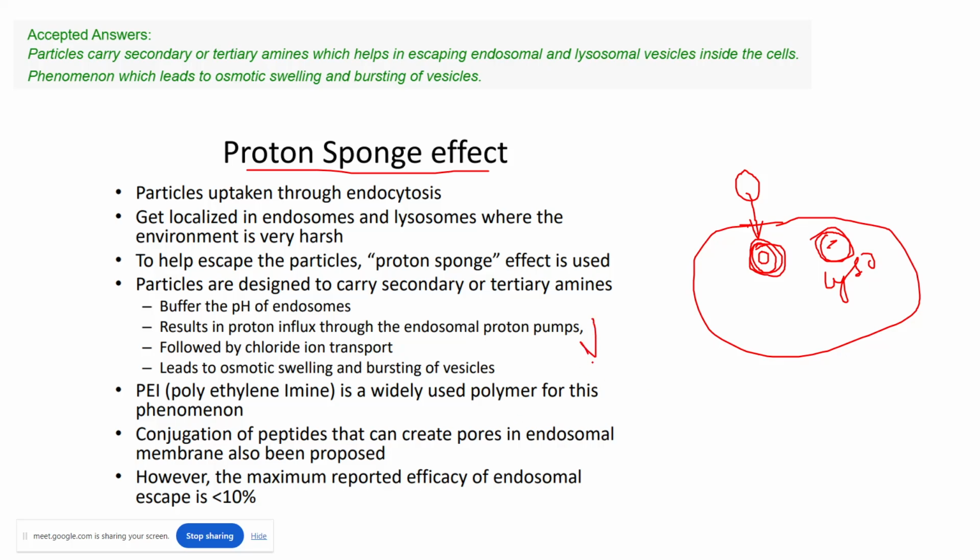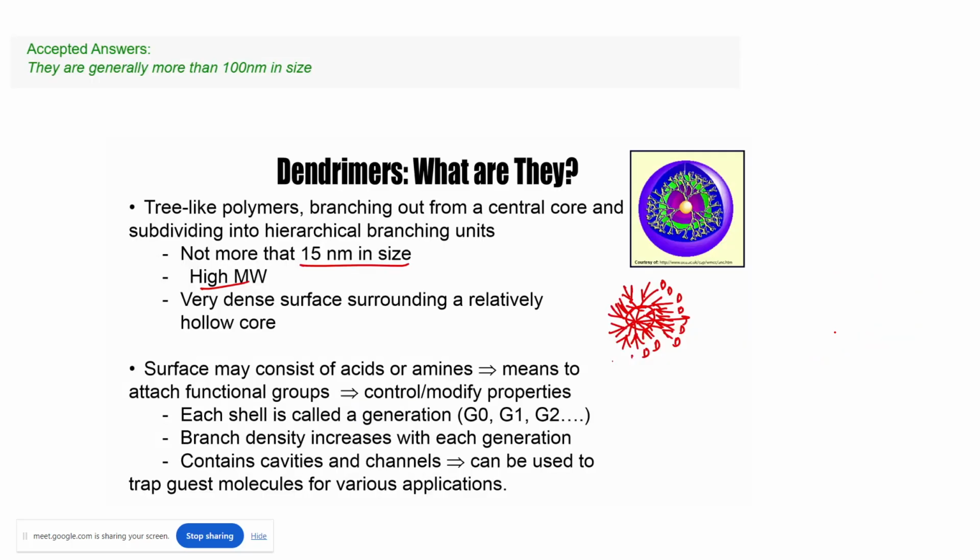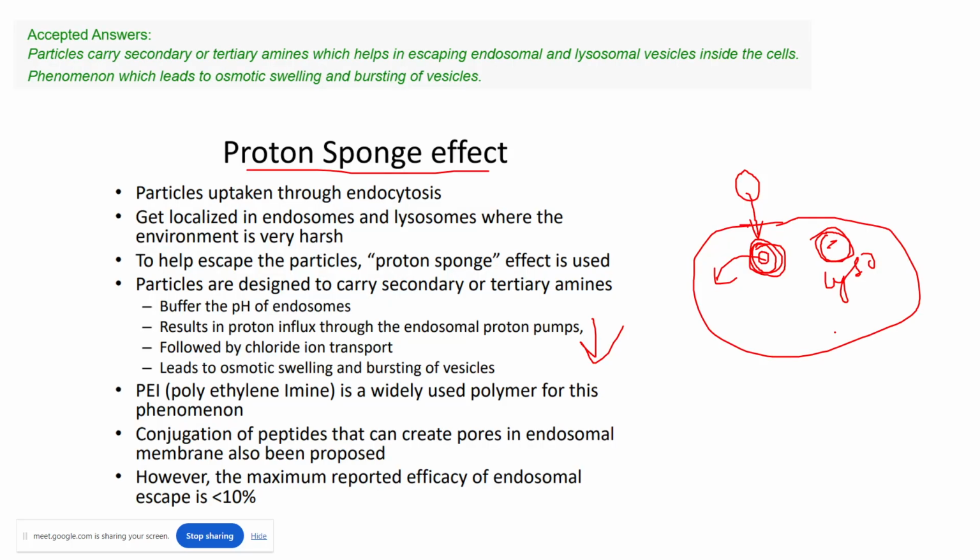And this is what happens: as the pH of the endosomes gets buffered, it requires more influx of protons from the outside, followed by chloride ion transport. Because of more ions and transport, it leads to swelling and bursting of these vesicles, which releases the particles into the cytoplasm. I hope you got these answers.